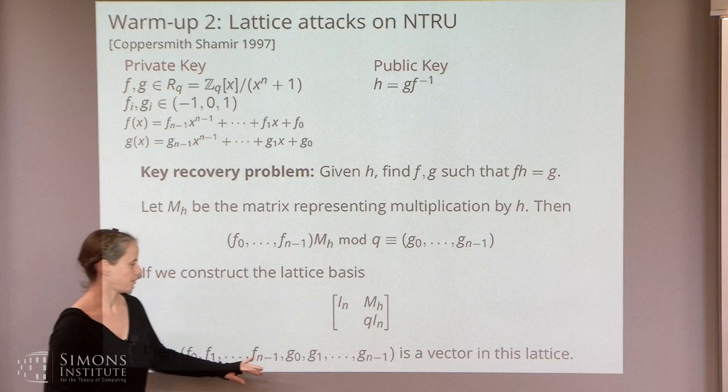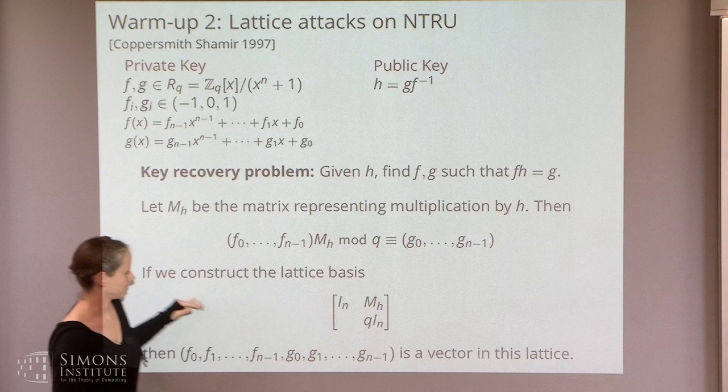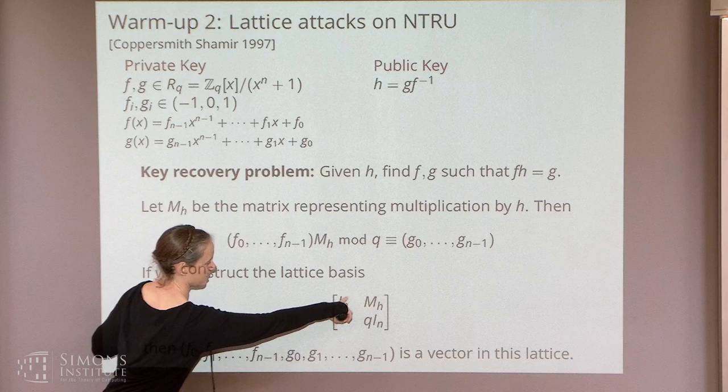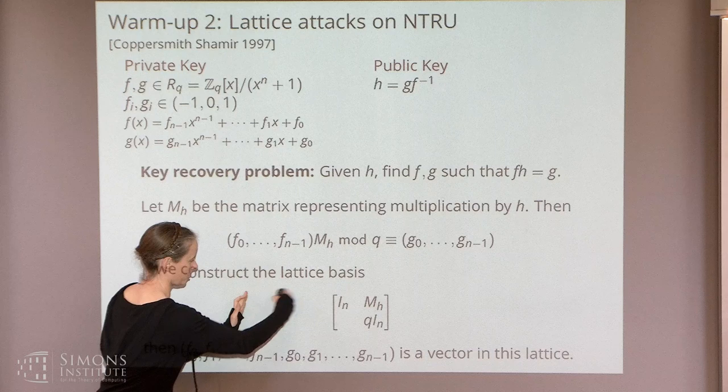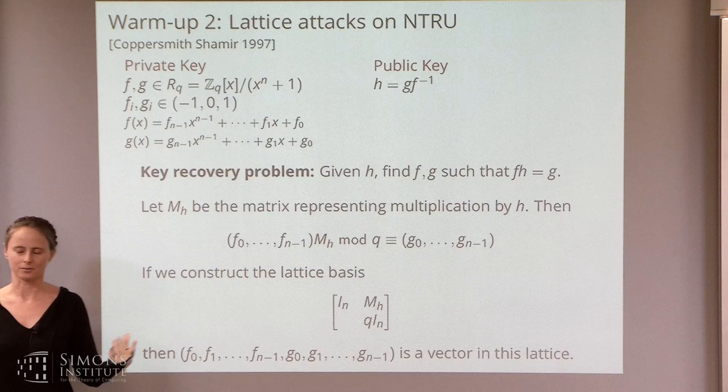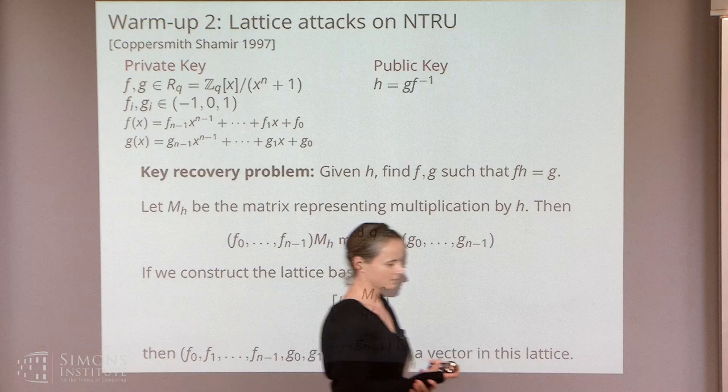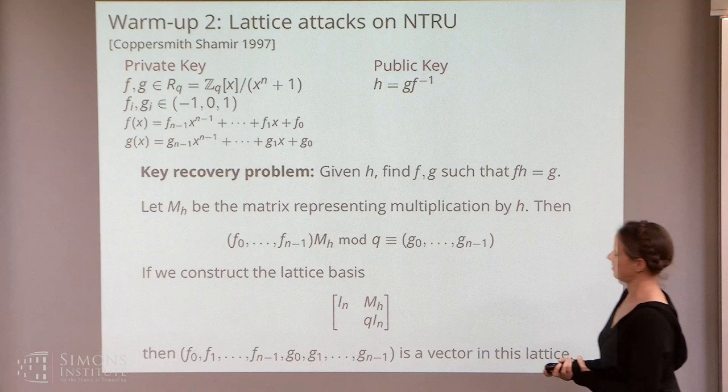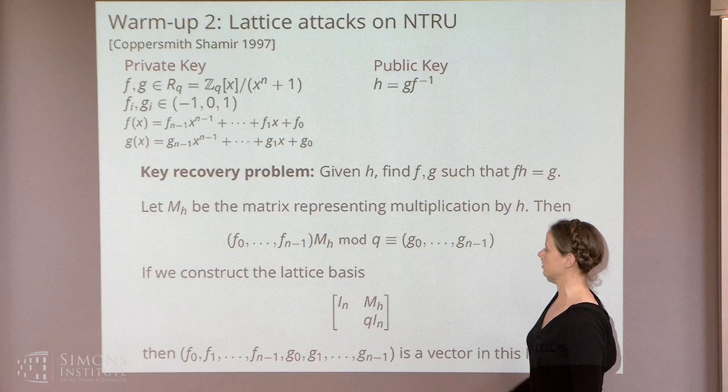So you see, I'm doing row vectors, so if you multiply f, then that ends up multiplying by here, and so you get the coefficients of f, and then here you can have some other garbage that's reduction mod q, and that gives you the coefficients of g. So that's the insight behind the Coppersmith and Shamir attack against NTRU. Obviously the way around this is to set up your parameters so that this is too large to solve, so that you don't actually find the shortest vector.